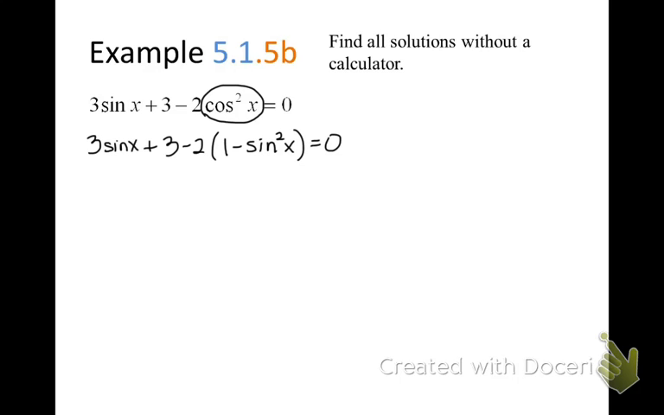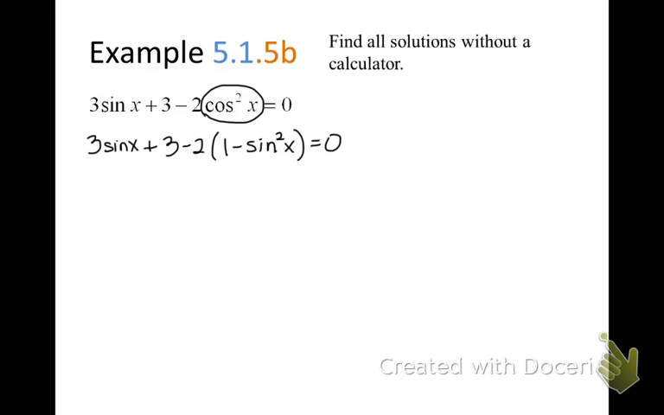Why do I have to eliminate one of the trig functions? The reason is because I need to get it down to a single trig function equal to a value, and then I can look in the unit circle for that. If I asked you, when does secant x times sine x equal 3, that's going to get confusing, right?